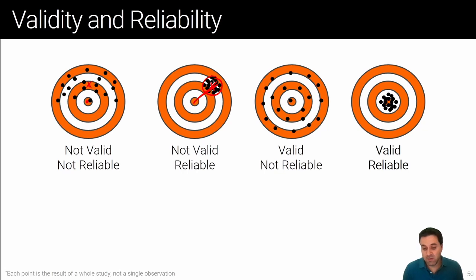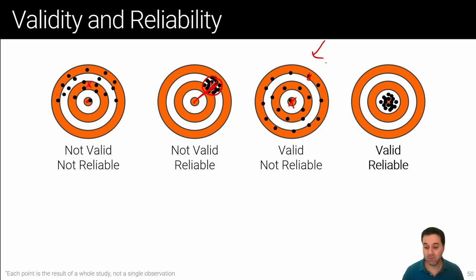We could have the case in which our claims are valid, but they are not reliable. So in this case here, on average, we are hitting the bullseye, but any given experiment could be arbitrarily far from it. So maybe in this case, we are very far from the truth. We are expected to find out the truth, but any one given study might be far from it. So we don't know. And this is what we would expect. And this is why we need to replicate.